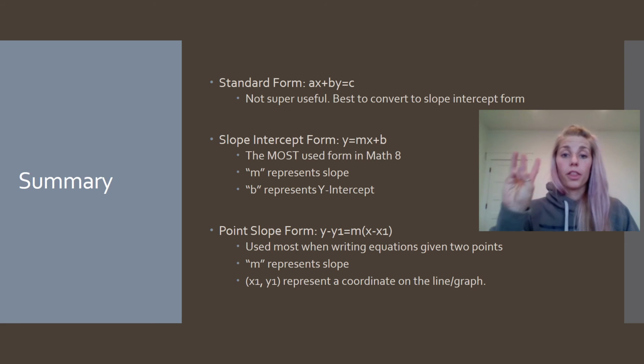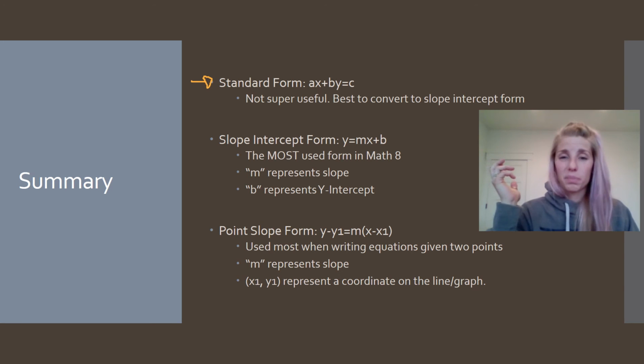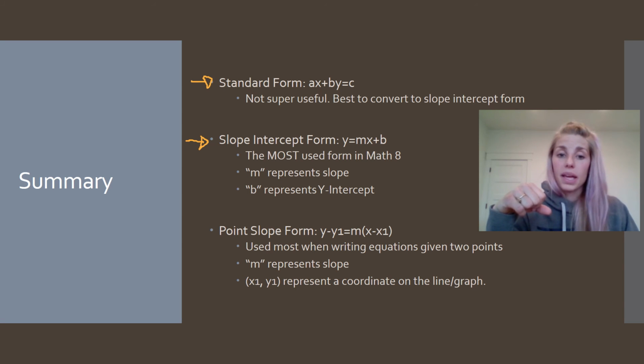So in summary, we've got three forms. Standard form is ax plus by equals c. It's not super useful, but it's best to convert it to slope-intercept form, which I'll show you in another video. Slope-intercept form is y equals mx plus b. It's the most useful form that we're going to use in Math 8. M represents the slope, b represents the y-intercept.